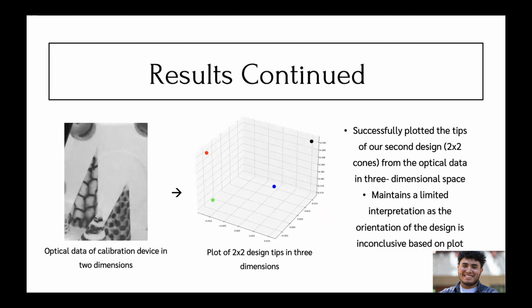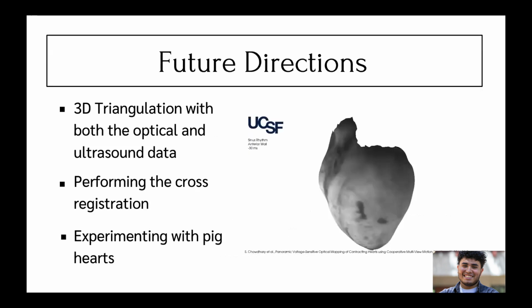Furthermore, I was able to plot the tips of our second design in 3-dimensional space from the optical data. However, it holds a limited interpretation as the orientation of our calibration device is undecided based on our graph. What I mean by that is we're unsure if in our plot we see the device facing up or facing down. All that we know is that the tips were able to be mapped out.